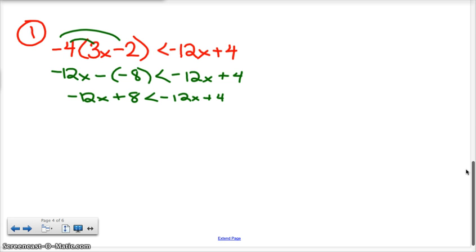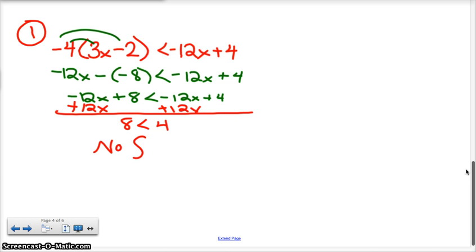Get my x to one side, add 12x, add 12x. 8 is less than 4. True or false? False. So you say no solution. That's a no solutioner. That was false, so we say no solution.